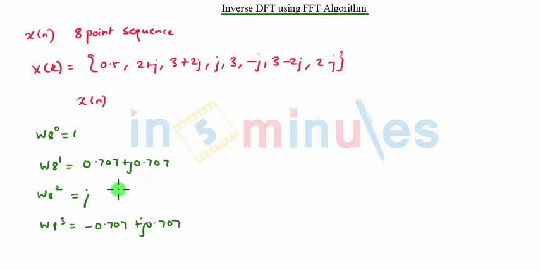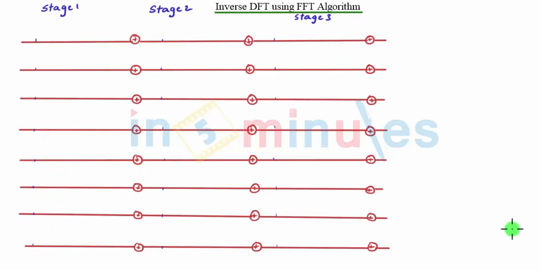Now we can see that there is a change in the sign, but the magnitude remains constant. So let us have a look at the flow graph. For the first stage, we will draw the flow graph. But first we will write the input sequence. The input sequence is in normal order, not in bit reverse order, starting from x of 0 and ending at x of 7. So this is normal order. Let us draw the flow graph. As this is a DIF method, it will be the same flow graph, only the multiplying factors will change.